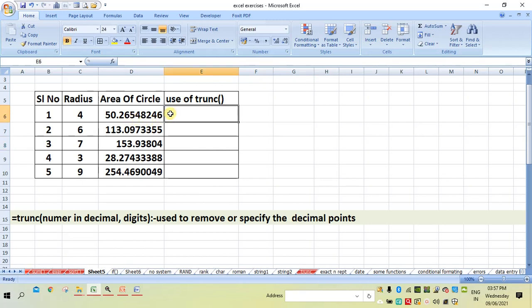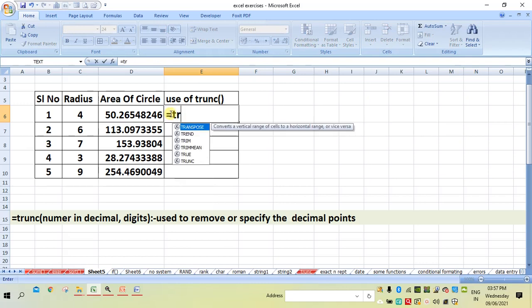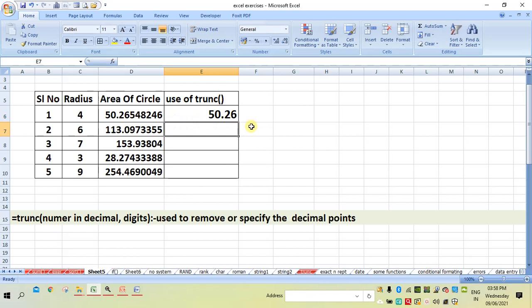For example, is equal to trunc in bracket, specify the cell then put the comma. Suppose if you want only 2 decimal points, then specify 2 here, bracket complete. So we will get only 26, not the remaining decimal digits.